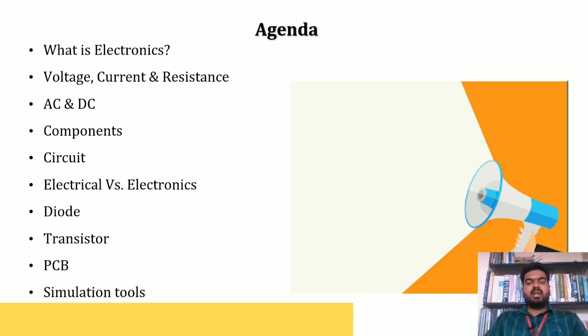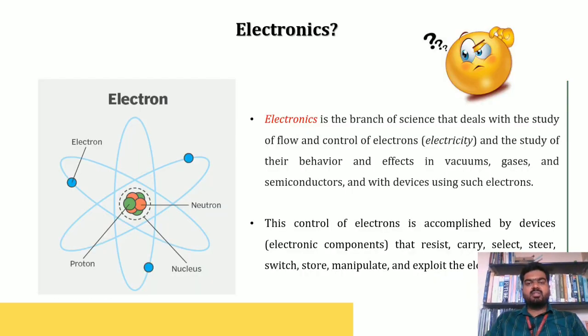So first, let us start with what is electronics. Electronics is a branch of physics. It deals with electricity. Electricity is nothing but a flow of electrons.